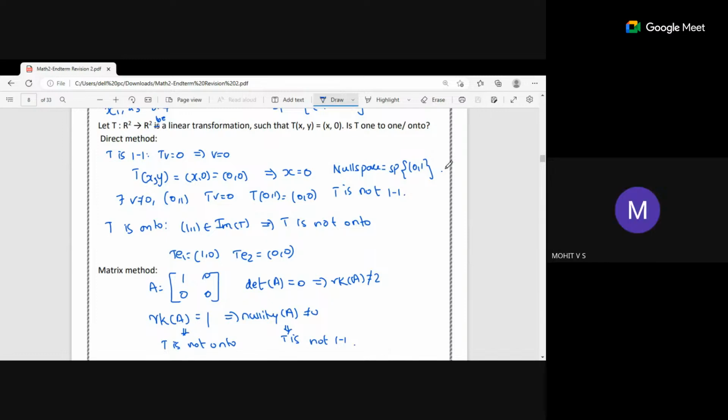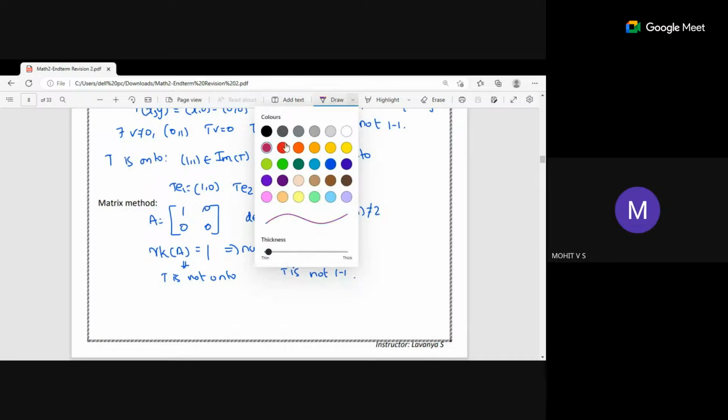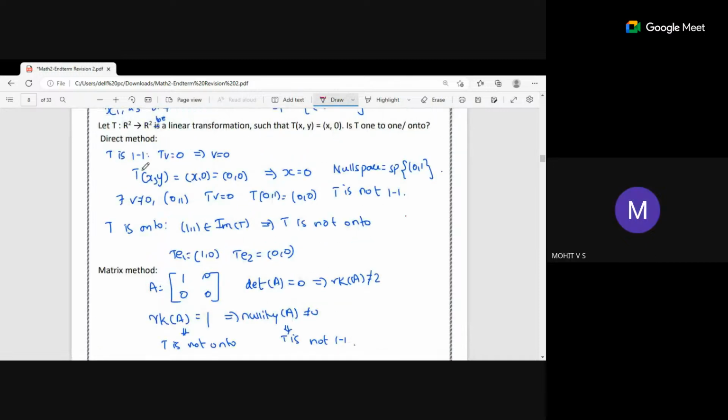Ma'am, can you explain how you got T is not 1 to 1 by the direct method? For onto, what is the condition you need? The image of T should be equal to the entire R2. But here it is not the case. I have taken an element from R2 which is not in the image of T. (1, 1) is not in the image of T, so the image of T is not equal to R2. Are the direct method and matrix method both clear for everyone?